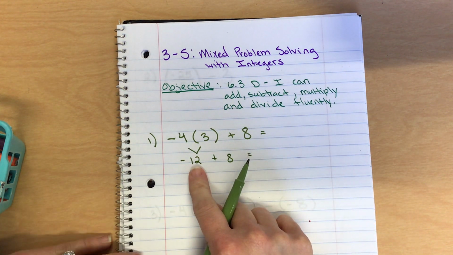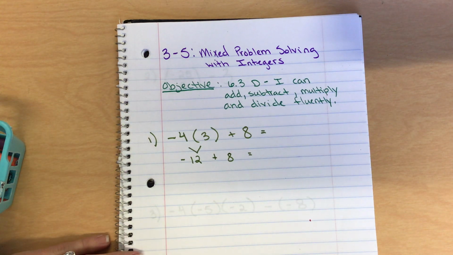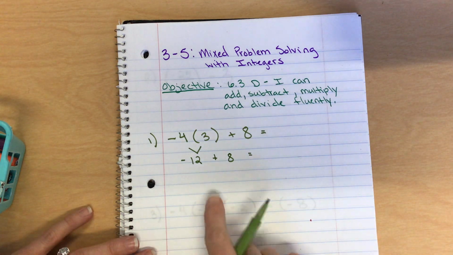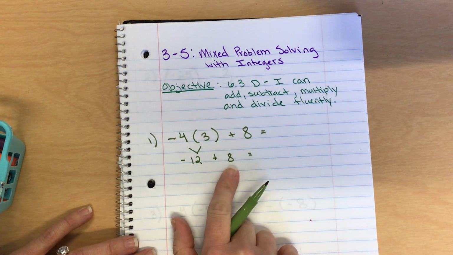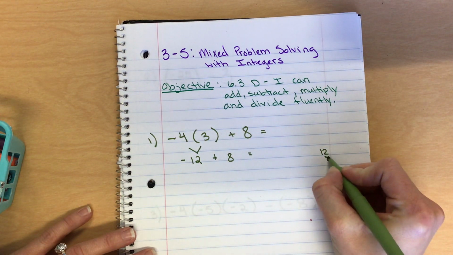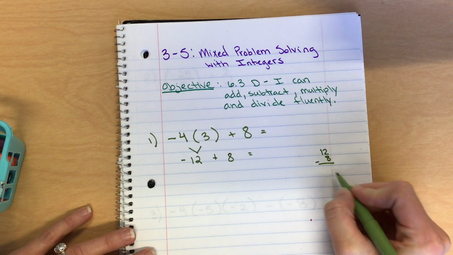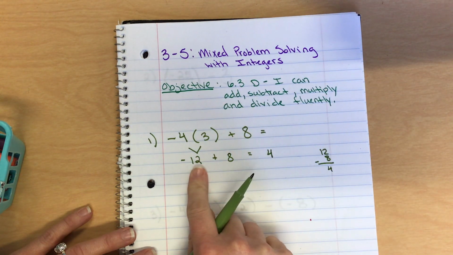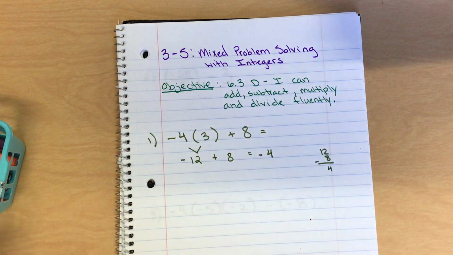Remember our saying for adding integers: same sign, add and keep the sign. Different signs, subtract, and then take the sign of the bigger number. So we have a negative 12 plus a positive 8, different signs, so I can subtract those, doing 12 minus 8. We know that's 4. I have more negatives than I do positives, so that gives us a negative 4.